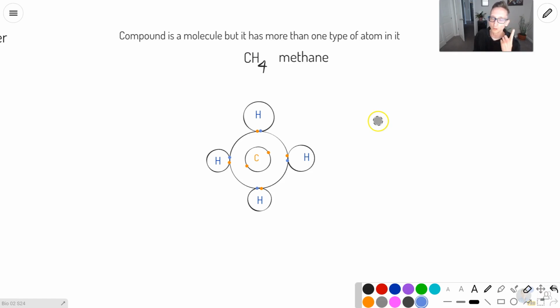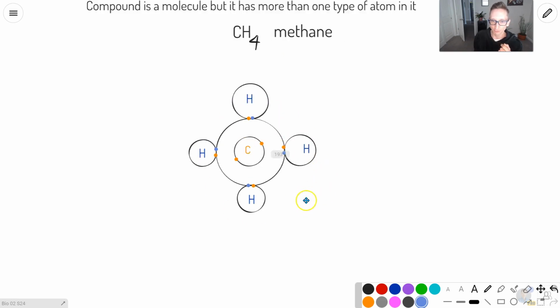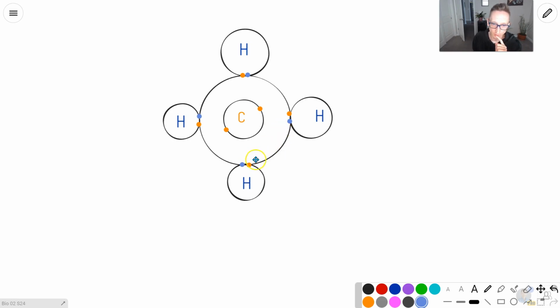So now if you look at this, we've got a molecule. It's made out of more than one type of atom, right? It's made out of carbon and hydrogen. CH4, we got carbon and 4 hydrogens. And if we look at this outer shell of carbon, it's got 1, 2, 3, 4, 5, 6, 7, 8.